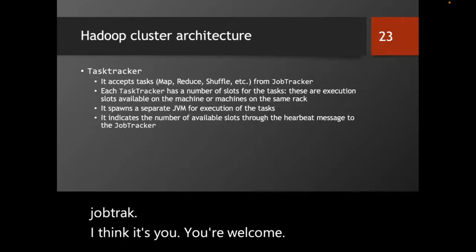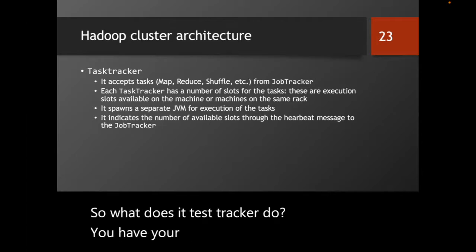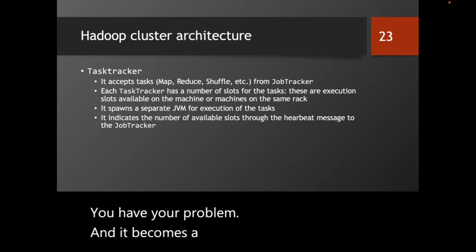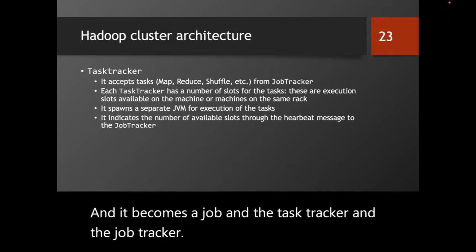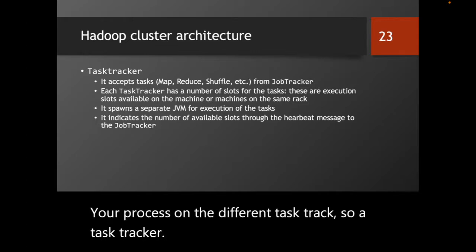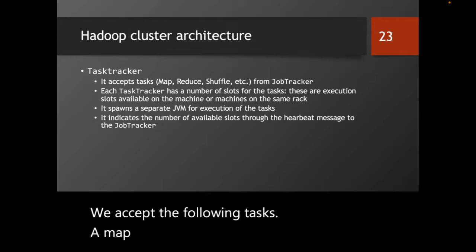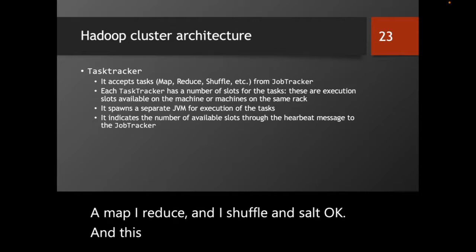Okay, so what does a task tracker do? Well, you have your program and it becomes a job, and the job tracker deploys your process on the different task trackers. So a task tracker will accept the following tasks: a map, a reduce, and a shuffle and sort. And this by interacting with the job tracker.